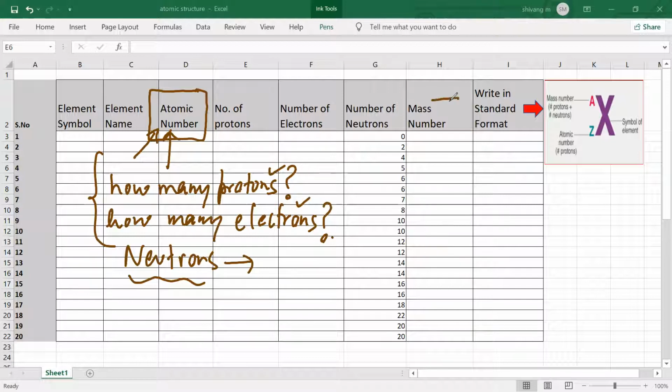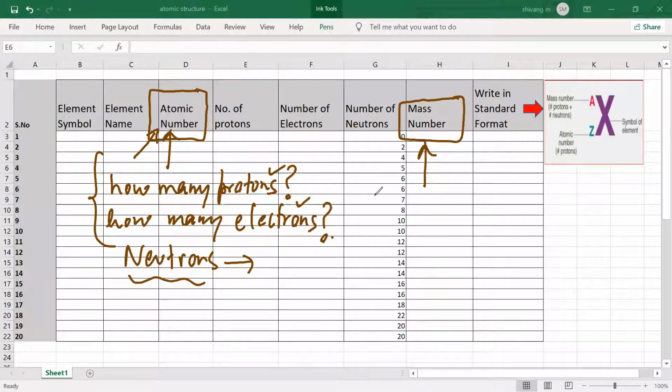Okay. Now we come to this important thing, mass number. What does the mass number signify? Mr. Satya, am I audible? Yes. So what does the mass number signify? Mr. Satya, am I audible? Yeah, sir, I don't remember it exactly.